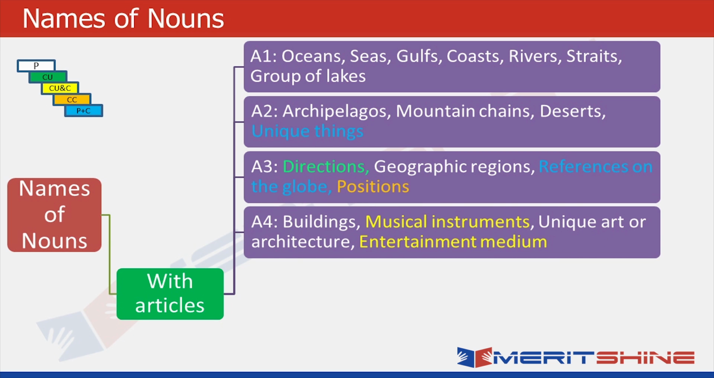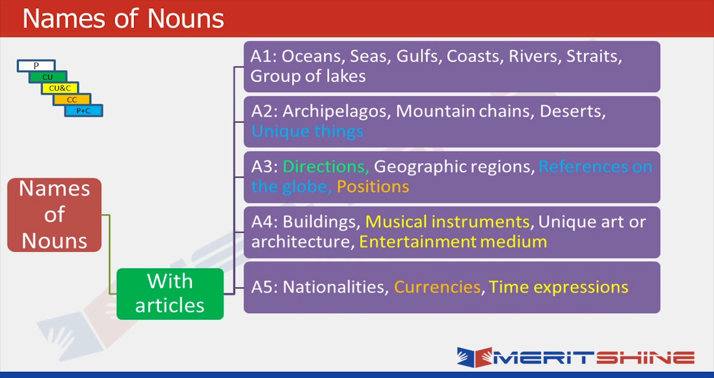The case A4 consists of the names of buildings, musical instruments, unique art or architecture, and entertainment medium. Here, the names of buildings and unique art or architecture will be proper nouns, whereas the names of musical instruments and entertainment medium can be either uncountable or countable common nouns.